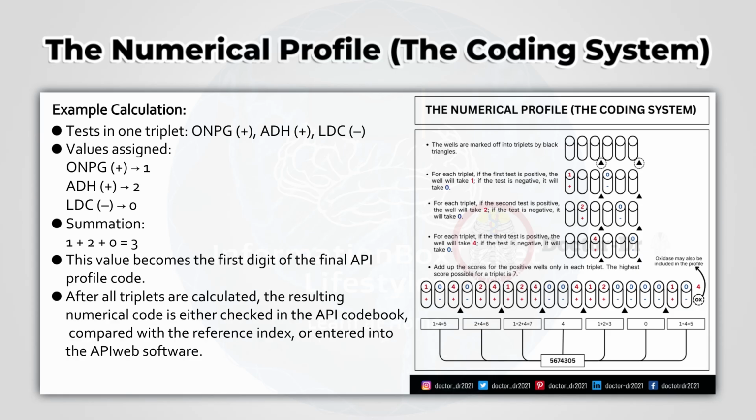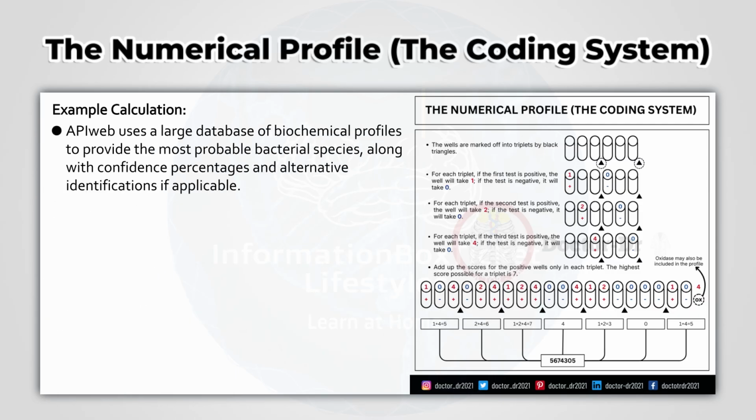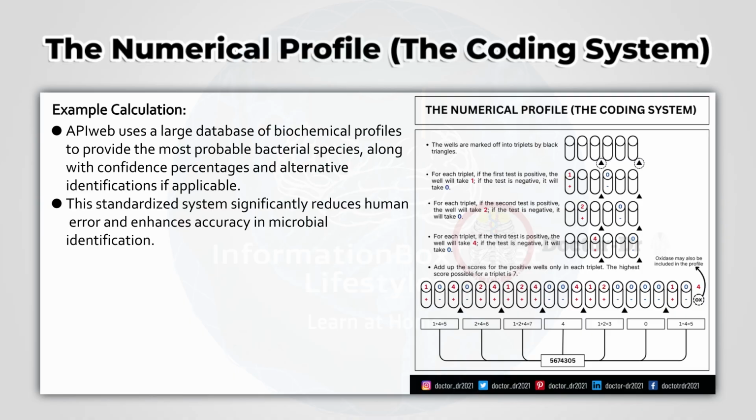After all triplets are calculated, the resulting numerical code is either checked in the API codebook, compared with the reference index, or entered into the API Web software. API Web uses a large database of biochemical profiles to provide the most probable bacterial species, along with confidence percentages and alternative identifications, if applicable. This standardized system significantly reduces human error and enhances accuracy in microbial identification.